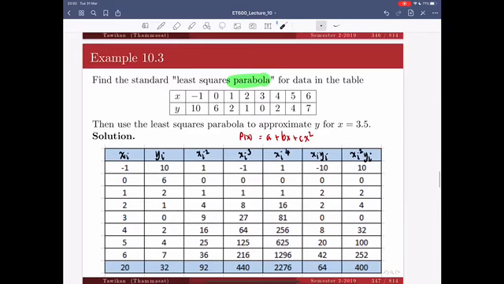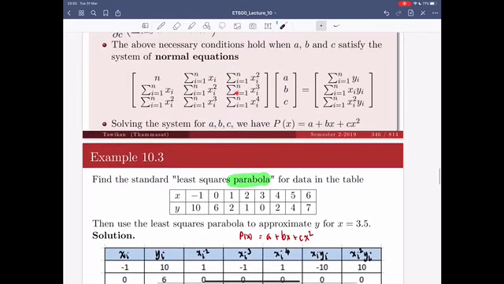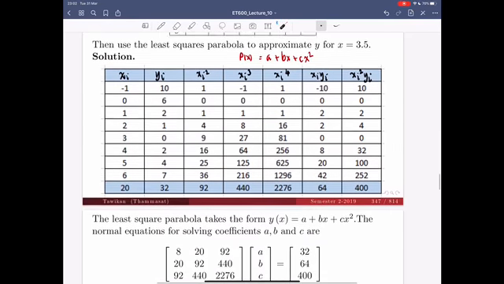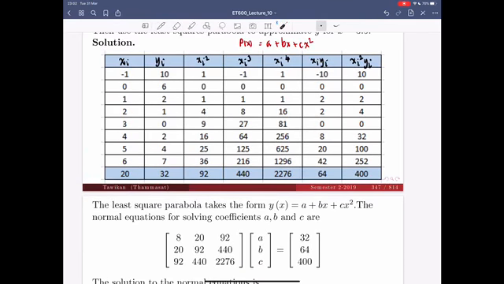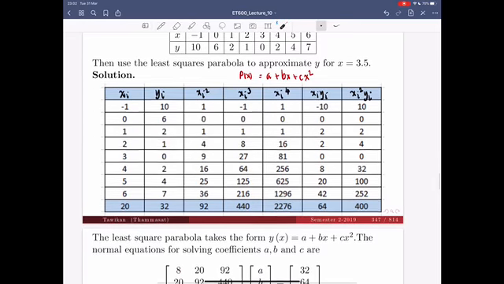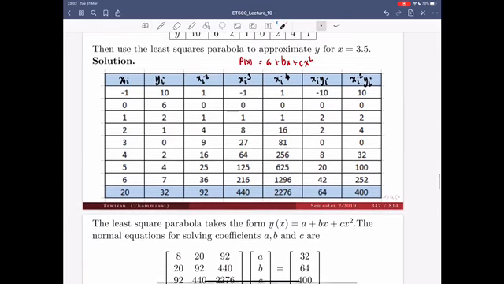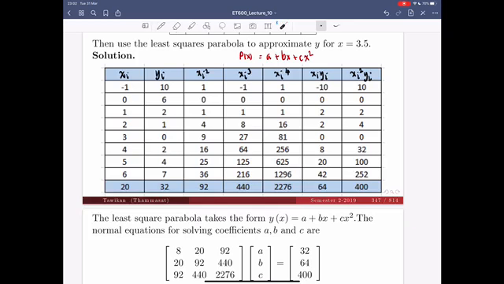Then, by using that formula in the previous box, I can have the system of 3 equations and 3 unknowns. In this spot, we put n. In this case, n is 8 because there are 8 data points altogether in the table. That spot is for putting summation of si, which is 20, summation of si squared, which is 92. That spot is summation of si squared, and this is summation of si cubed, which from the table is 440. That spot is for summation of si to the power 4, which is 2276.